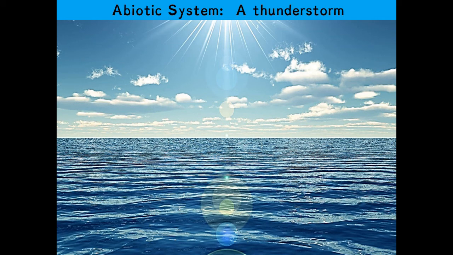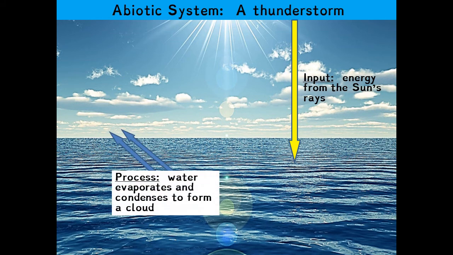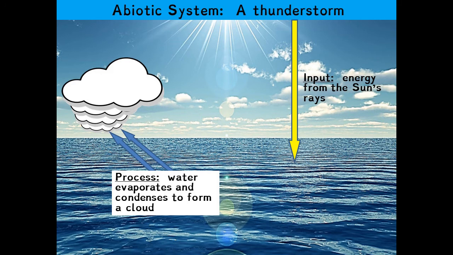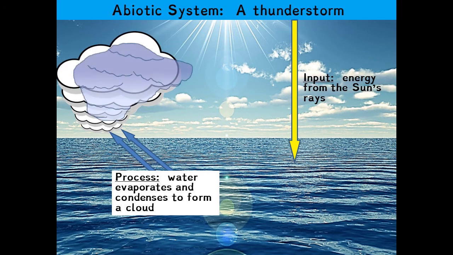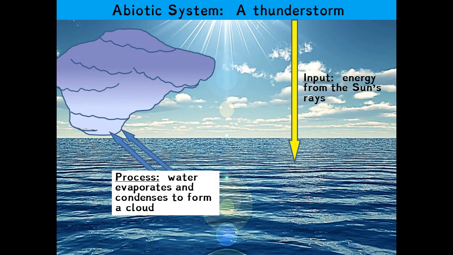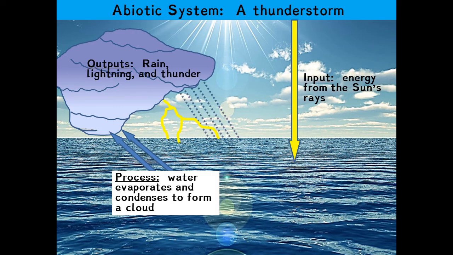So here's another example of an abiotic system, a thunderstorm. The input into the system is energy from the sun's rays. When those rays hit the water, water begins to evaporate and condense to form a cloud. Now, as more water evaporates, that cloud will get bigger and bigger until eventually you wind up with a huge thunderhead that can store no more water. And when that happens, that's right, we get our outputs of rain, lightning, and thunder.